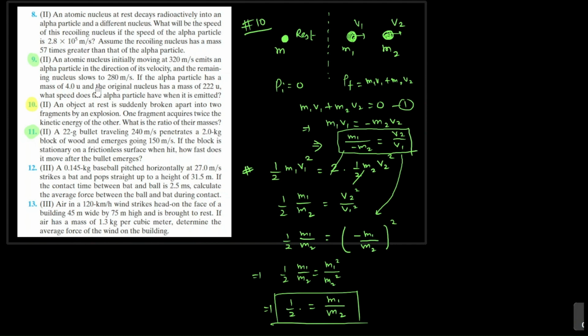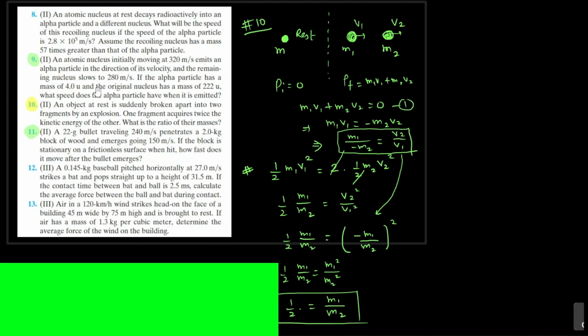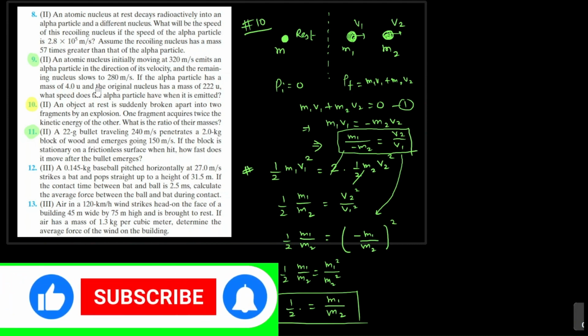2 m1 over m2 equals m1 squared over m2 squared. Then we can cross these two out. 1 over 2 equals m1. This is more algebraic rather than, I mean, the physics concepts. They were testing you on algebra.